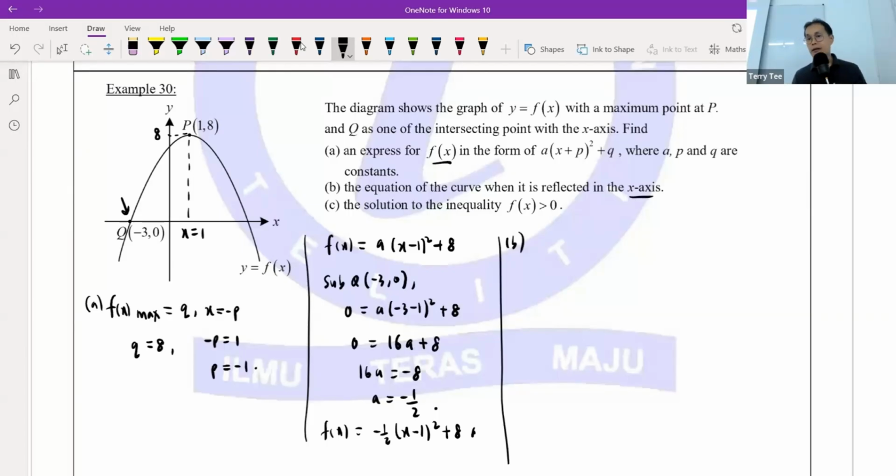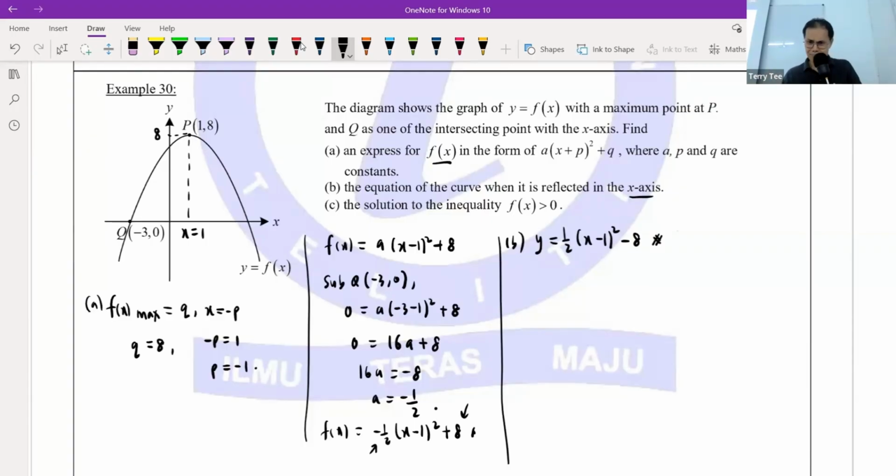Now, just now we talked about that, right? Reflection in the x-axis. When you reflect in the x-axis, what happens to the graph? The graph goes upside down. But basically, we can get that equation by adding a negative in front. So see, everybody, I times negative in front, this one becomes positive. When you times this 8 with negative, it becomes -8. There you go. This is the new equation.